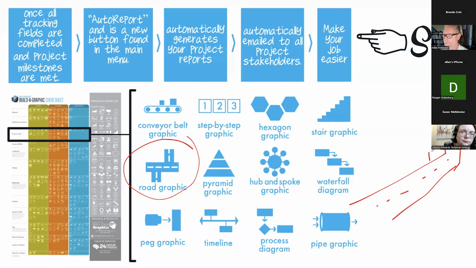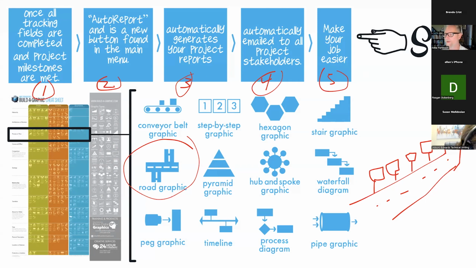So what I'm doing is quickly drawing something very poorly, just real basic, like a road graphic. This is step one right here. This is step two. This is step 3, 4, and 5. 1, 2, 3, 4, 5. Boom. So this is 5 because that's the end result. Make your job easier. This is 4, 3, 2, and 1. How long did that take me? That took me seconds to do.